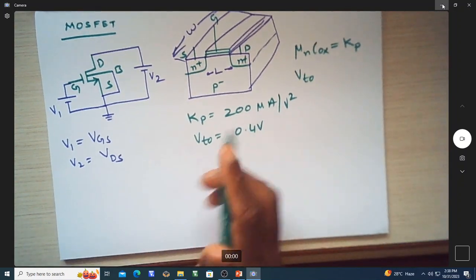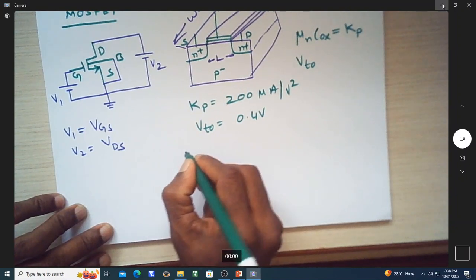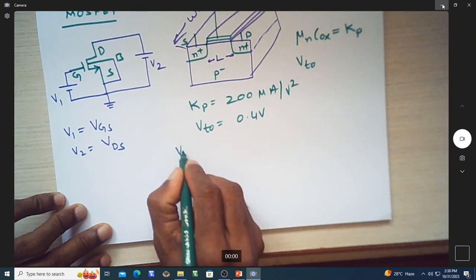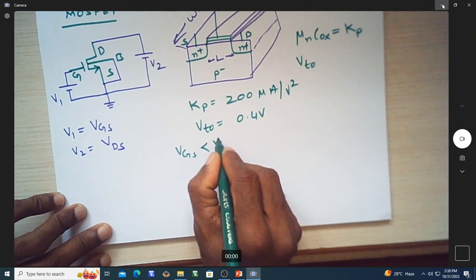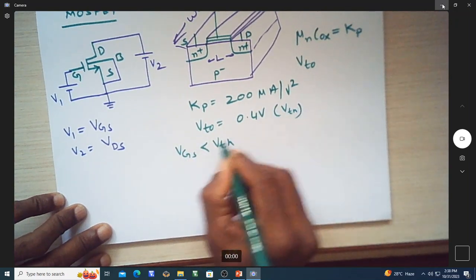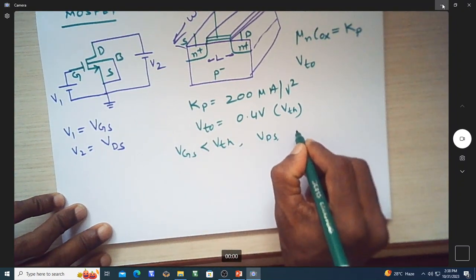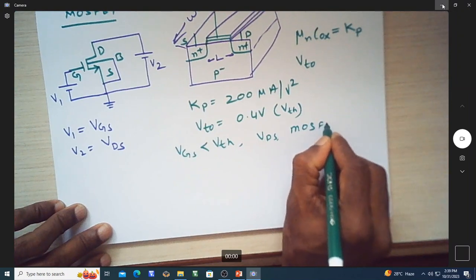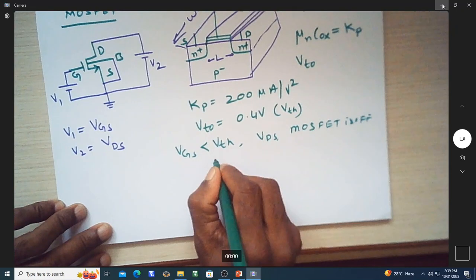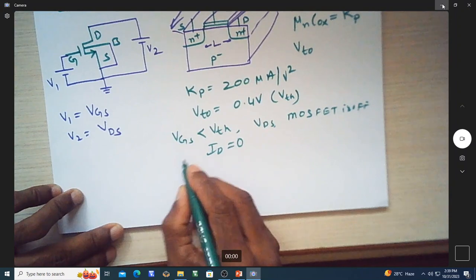And of course we know the expression for the drain current both in the linear and saturation region and also in the cutoff region. So when VGS is less than VTH, of course this VTO is nothing but VTH only, the threshold voltage. If it is this, irrespective of the value of VDS, the MOSFET is in off condition. So MOSFET is off. When it is off, I know that ID is equal to 0. This is under typical conditions.